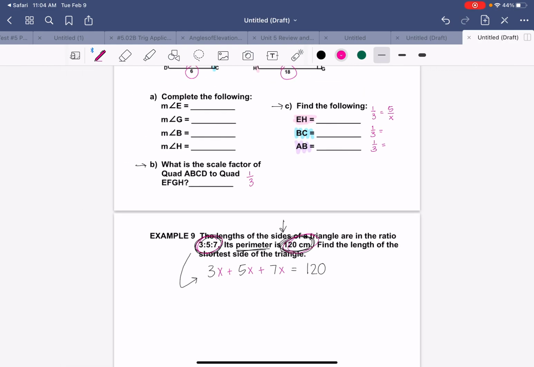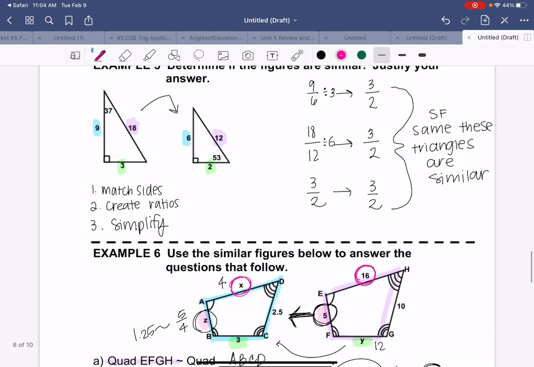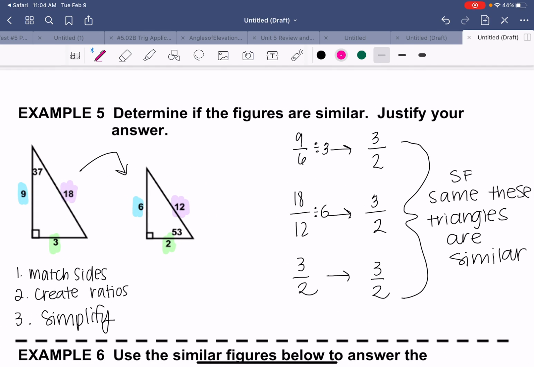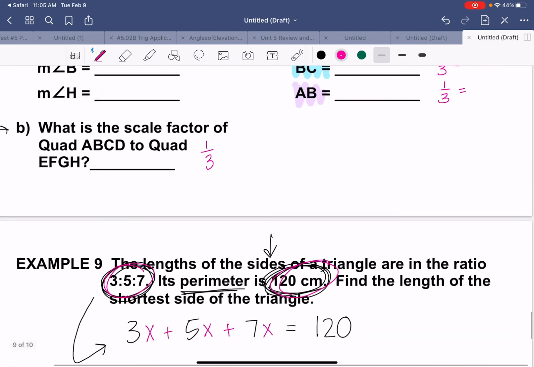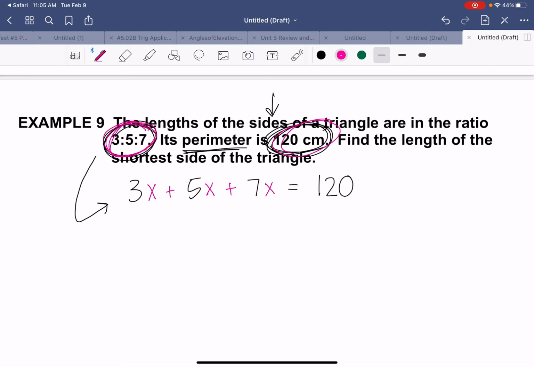This might be confusing, but remember when we found the scale factor in this question right here, we divided by a number that can simplify down to this. That is the same thing here. These numbers were divided by the same number to simplify down to 3, 5, and 7. So we have to figure out what that number is, in order to find the length of the shortest side. All you really have to do is step 1, multiply the ratio by x. So we have 3x, 5x, and 7x, and then all we do is combine like terms and divide.